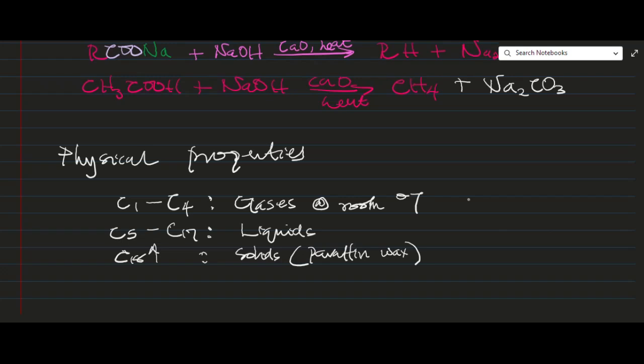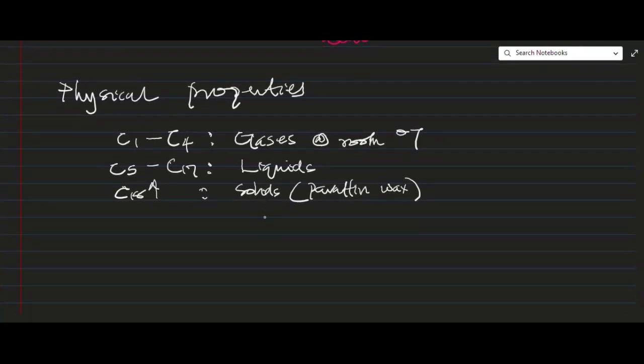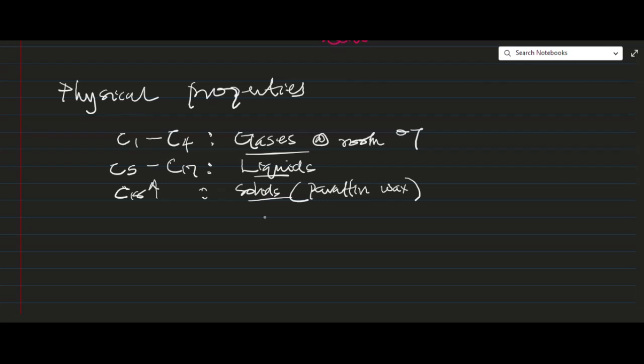Solid alkanes. So what about their boiling point and their melting point? Of course, when we go from carbon 1 to carbon 18, you can see that we have gas, we have liquid, we have solid. So it means the boiling point increases with increasing carbon chain length. When the carbon chain gets longer, the boiling point increases at the same time.